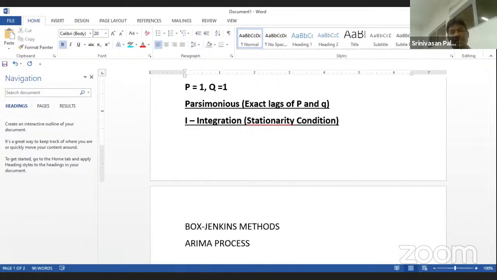Okay, so now I'm going to show you how it will work. I am going to take one series. Let me open the file.